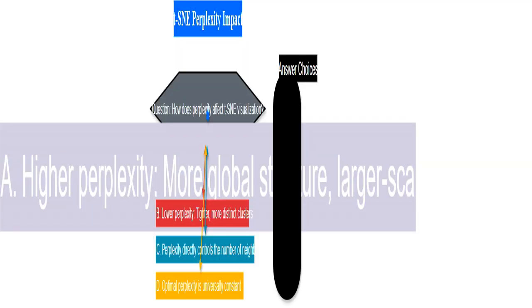With a higher perplexity, I'm telling TSNE to consider more distant neighbors. This helps it reveal larger patterns in the data, giving you a clearer sense of the overall structure. Imagine zooming out on a map. You see the big picture, the relationships between cities, not just individual buildings.